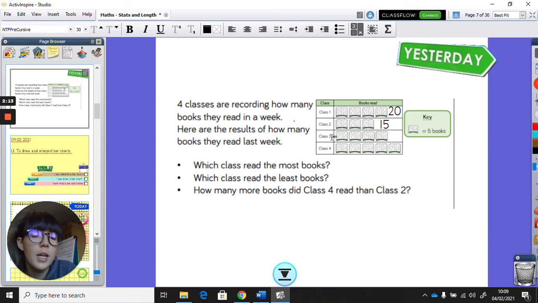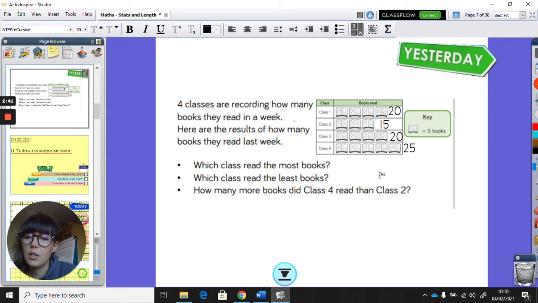Class 3, if we want to be clever, we can see that they've read the same amount. Can you see? Because there's the same number of books. There's 4 books there and there's 4 books there. So they must have read 20 books. We don't need to count that one again. And class 4 have read 5 more books. Can you see? Because they've got 1 more book than class 3. So they will have read 25 books.